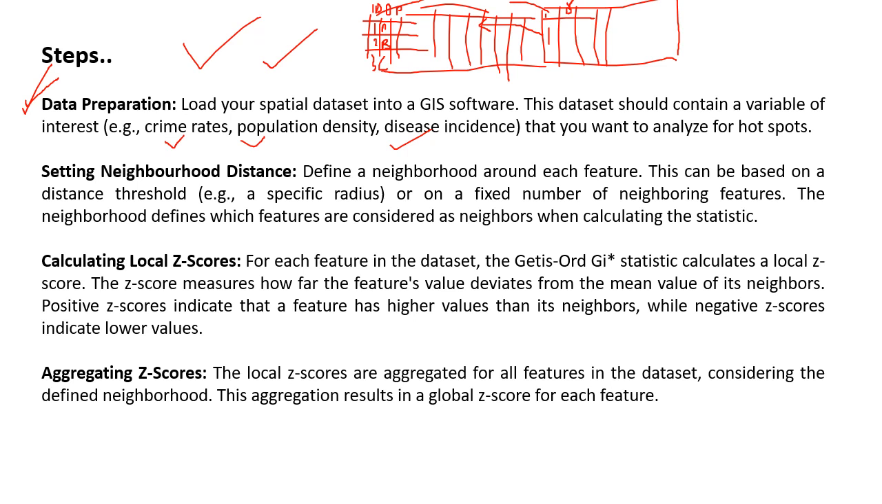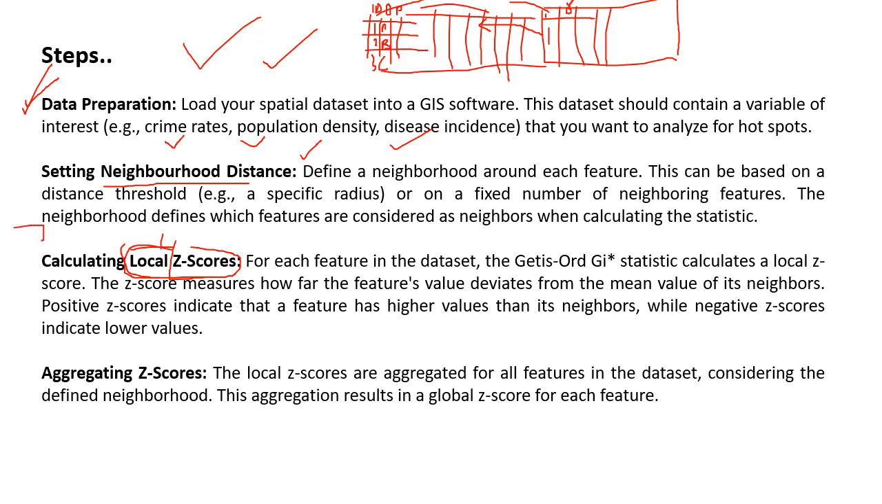Now this is the setting of neighborhood distance. How will you set it? When I go for the software demonstration, I will show you this. Then it is calculating the local z-score. This is not a simple z-score, but it is a local z-score.